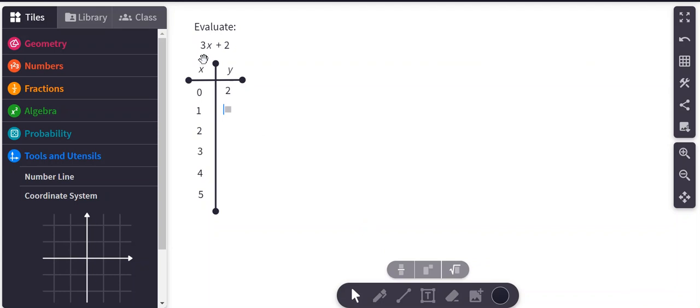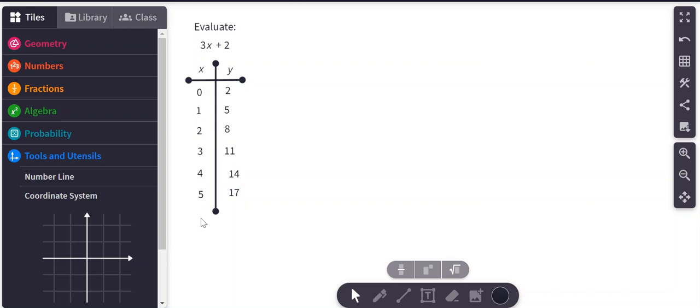Now we're going to use 1. 3 times 1 is 3, plus 2 is 5. When x is 2, 3 times 2 is 6, plus 2 is 8. When x is 3, 3 times 3 is 9, plus 2 is 11. When x is 4, 3 times 4 is 12, plus 2 is 14. And our final step is to evaluate when x is 5. 3 times 5 is 15, plus 2 is 17.